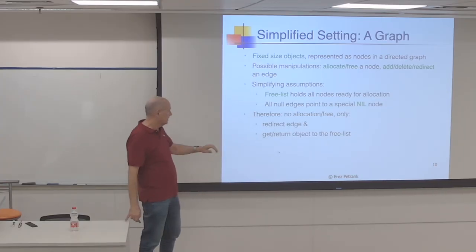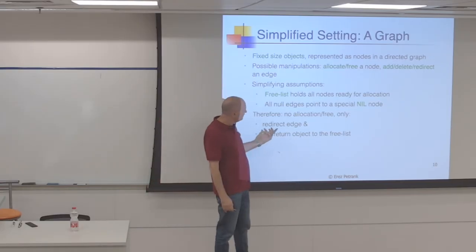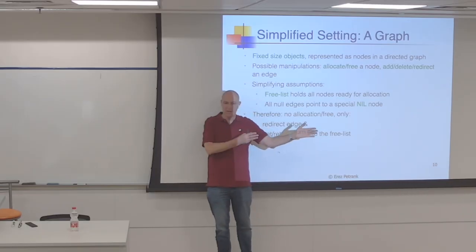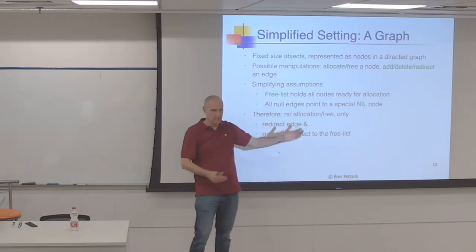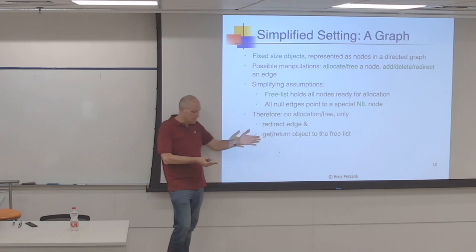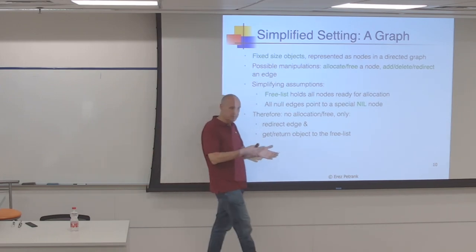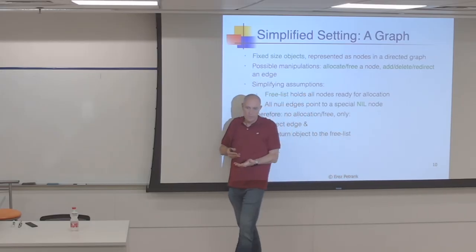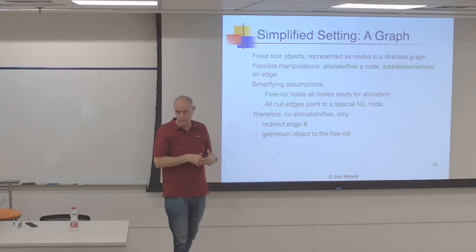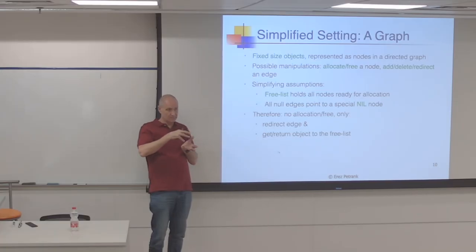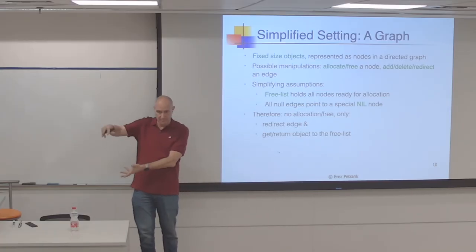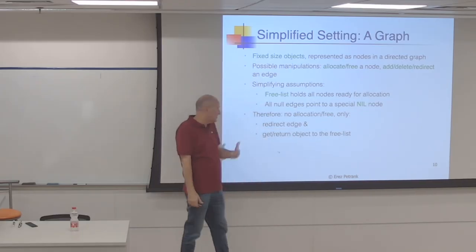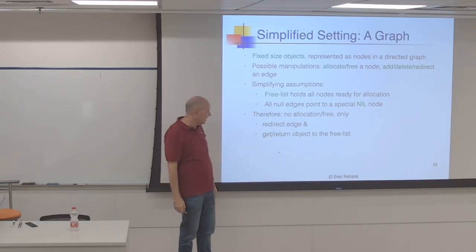There's just pointers. And so I don't need to allocate or free anymore because I just move stuff from the free list to the regular graph. I disconnect them from the free list and connect them to the objects that I'm using. And in order to free, I take them from the graph and add them to the free list. So allocation and free is just redirecting an edge.